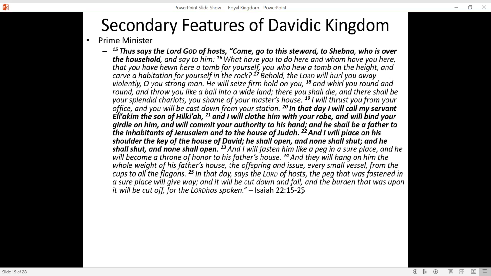And I will fasten him like a peg in a sure place, and he will become a throne to his father's house, and they will hang on him the whole weight of his father's house, the offspring and issue, every small vessel, from the cup to the flagons. In that day, says the Lord of hosts, the peg that was fastened in a sure place will give way, be cut down and fall, and the burden that was upon it will be cut off, for the Lord has spoken.